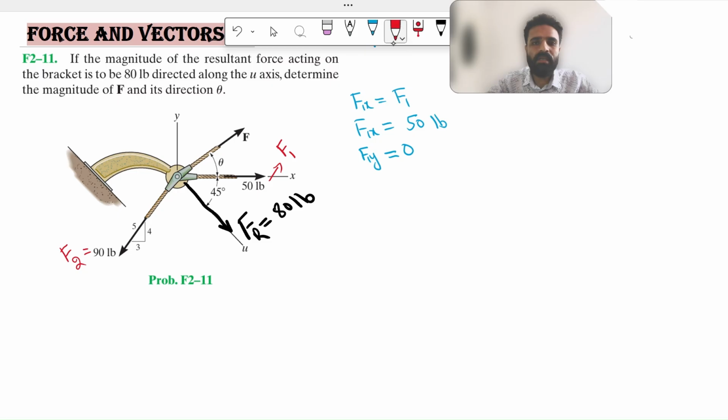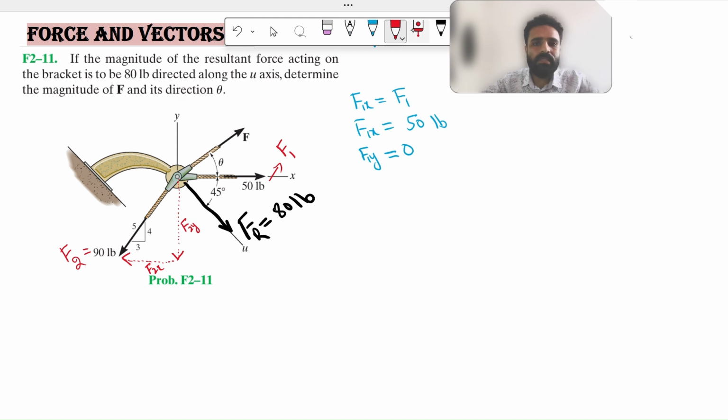Now I will be solving the F2 force, like this force. For this, I will be constructing another triangle. I will be resolving this 90 pound force into x and y components. Then after that, I will be able to find F2x and F2y by applying the similar triangle technique. The y component of this F2 force will be acting somewhere here, and the x component will be acting this way. So this will be the F2y, and this will be the F2x.